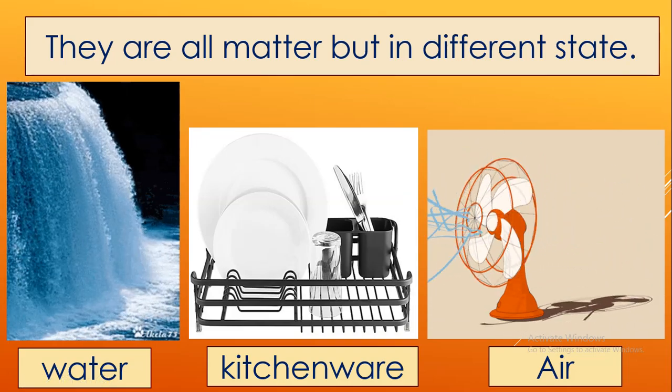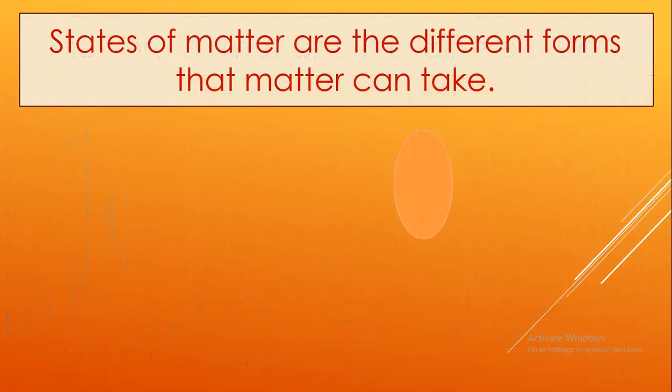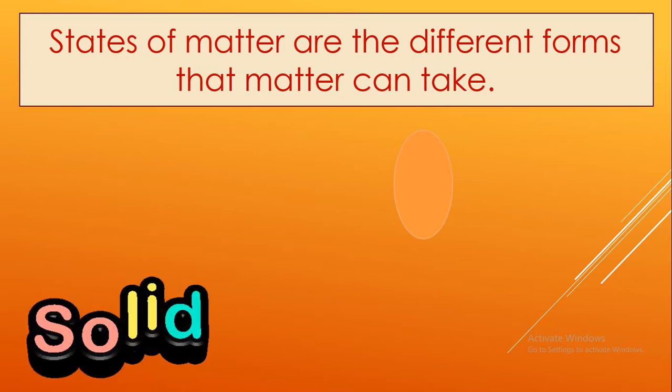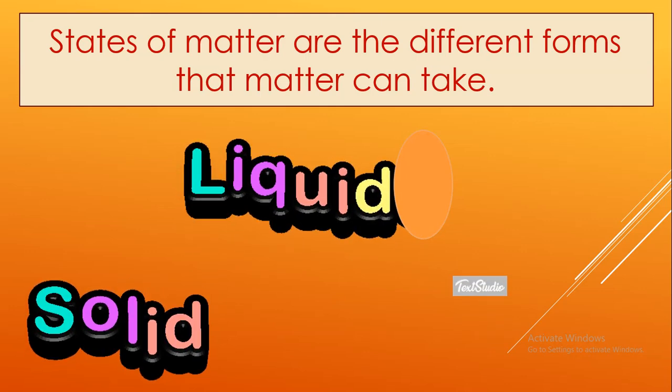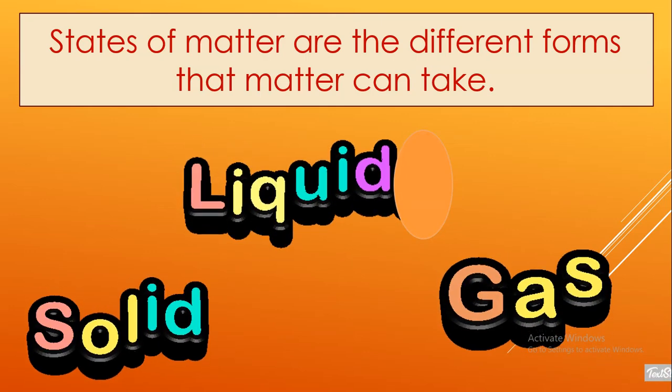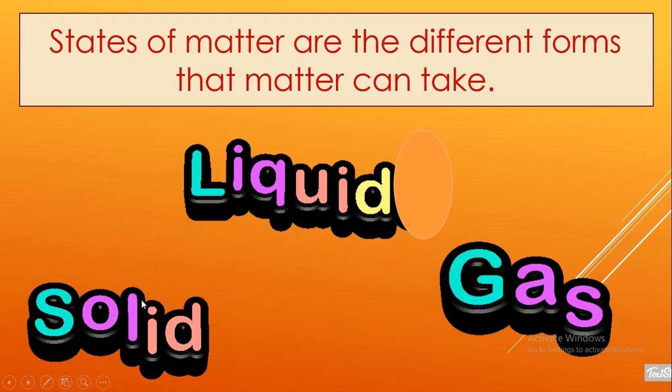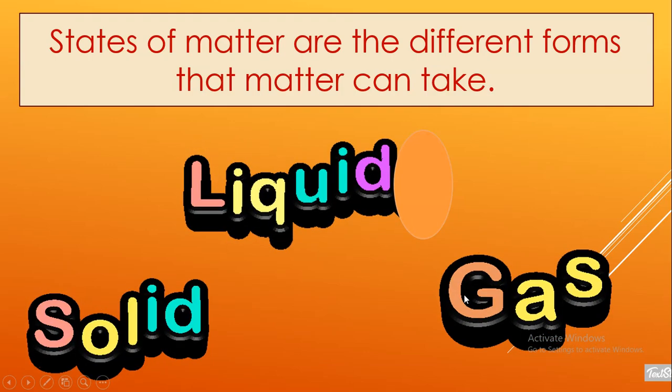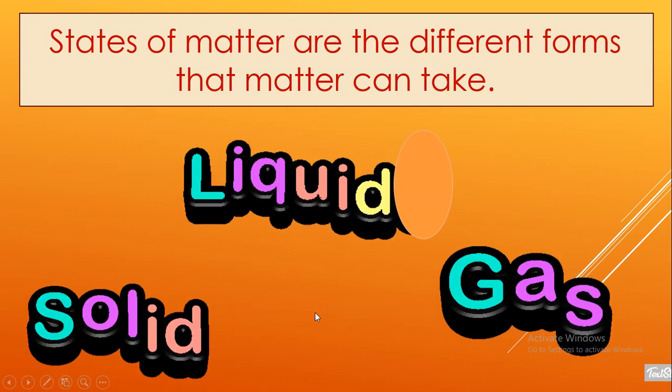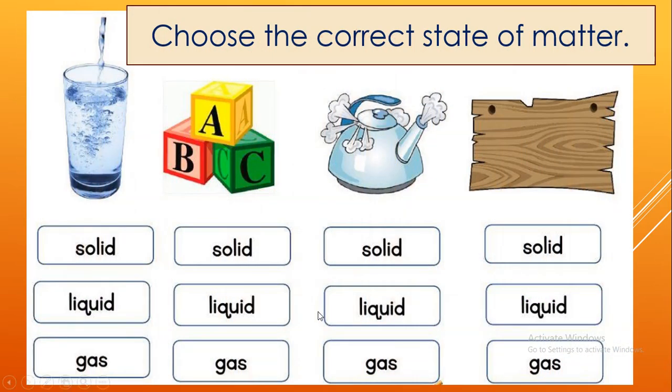What's the meaning of state? States of matter are the different forms that matter can take. And we have three common states of matter. We have solid, liquid, and gas. Now, let's take this exercise. Choose the correct state of matter.